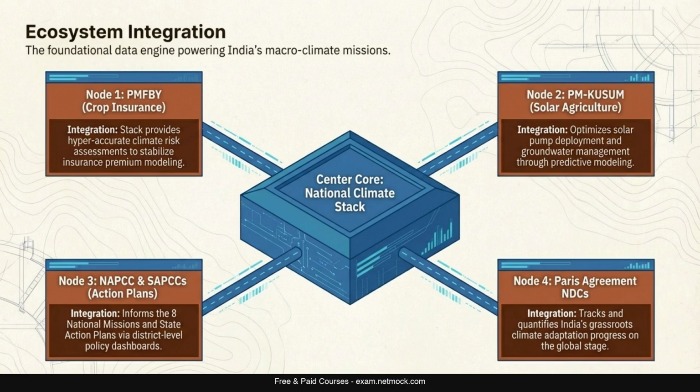The climate stack integrates with 4 major missions. PMFBY for crop insurance with hyperaccurate climate risk assessments. PM KUSUM for solar agriculture optimization. NAPCC and state action plans informed via district-level dashboards. And Paris Agreement NDCs, tracking India's grassroots climate adaptation on the global stage.